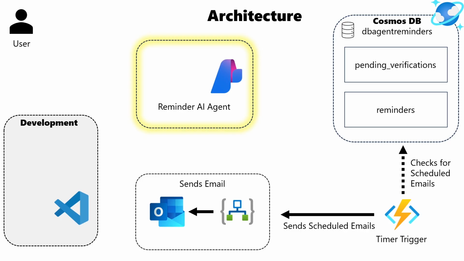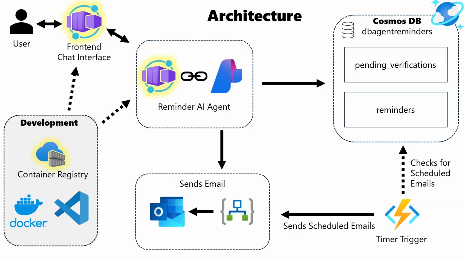We'll then create our agent using Visual Studio Code at first, and when we're ready to deploy our agent, we'll create a Docker image, push it to Container Registry, which will then deploy to an Azure Container app, both the front-end chat interface and our agent in the cloud.